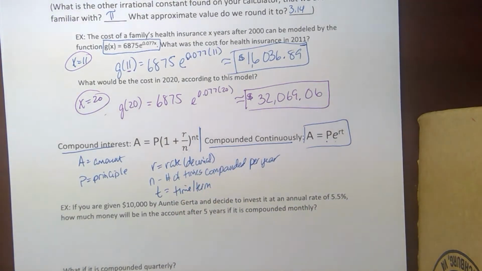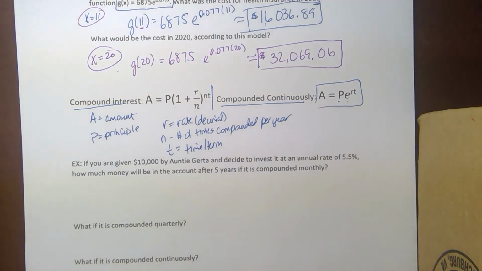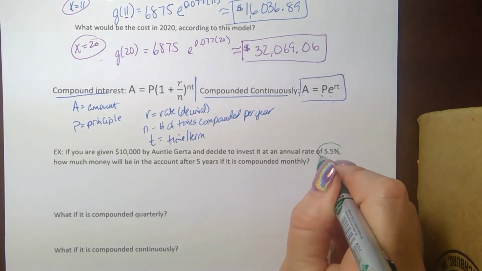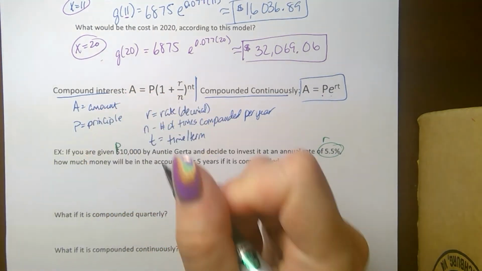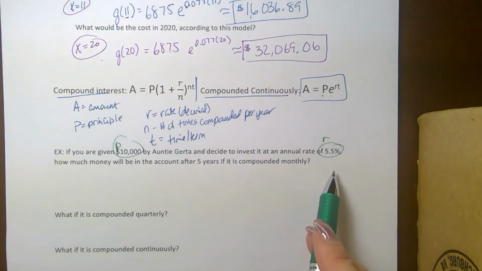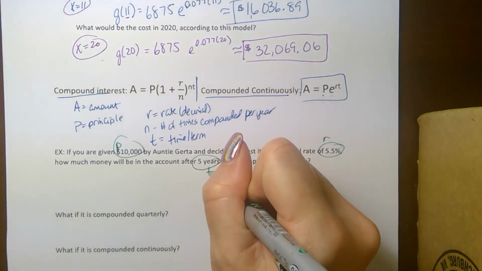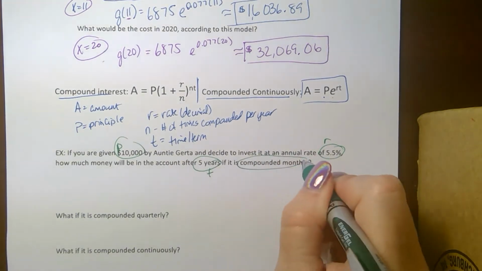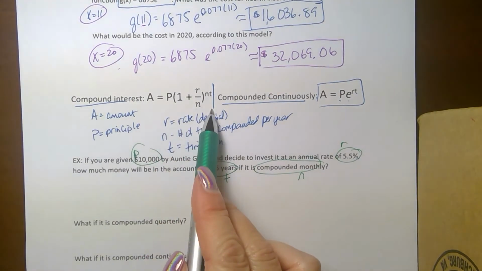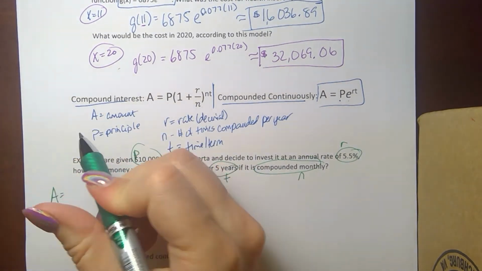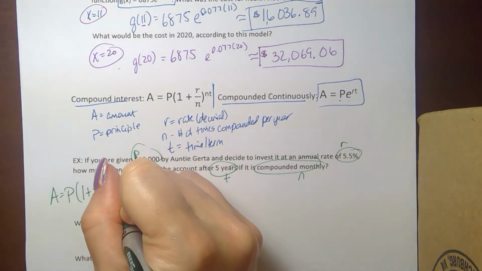Let's do one so that you can see how this all fits together. If you're given $10,000 by Aunt Gerda and decide to invest it at an annual rate, R, of 5.5%, so P is my principal, that's how much I'm investing. R is my rate. How much money will be in the account after 5 years? That's T. If it's compounded monthly, that is N. So it's not compounded continuously, which means we're using this first formula. The amount in the account is represented by P times 1 plus R over N to the NT power.